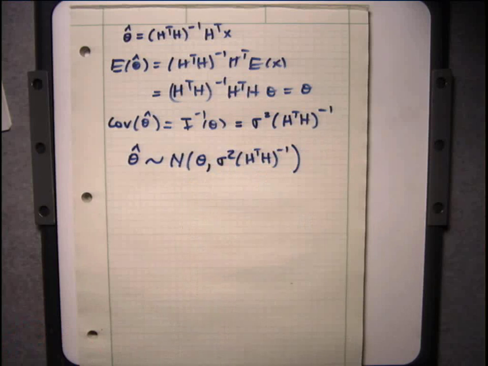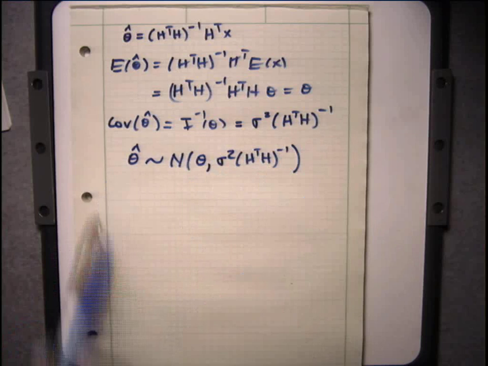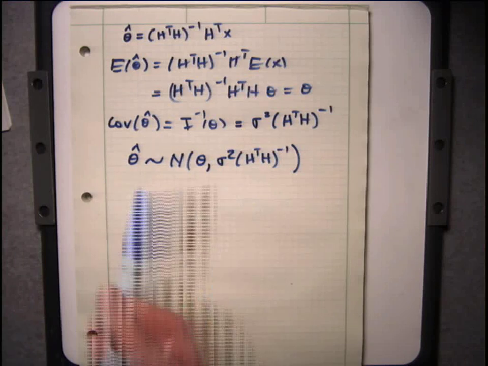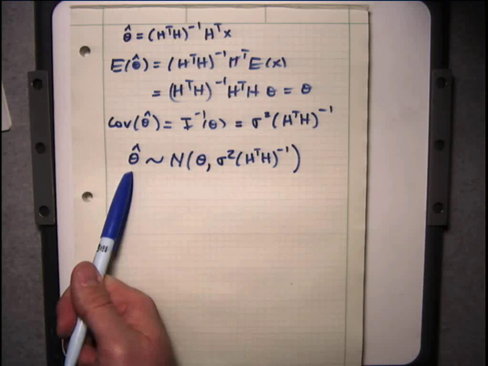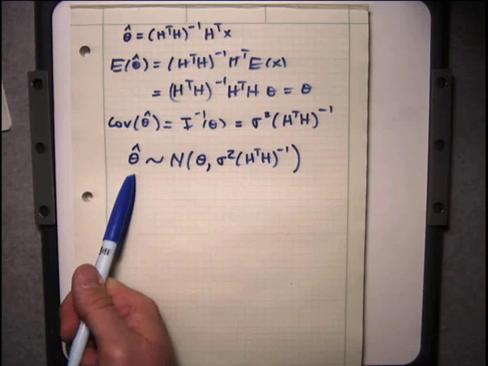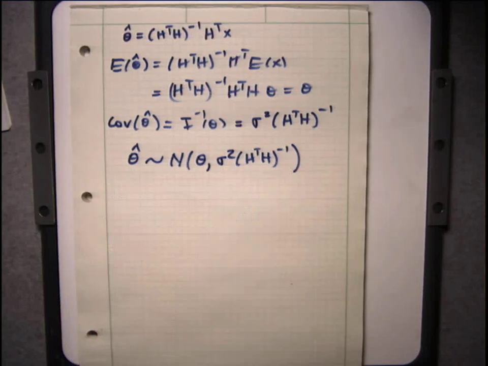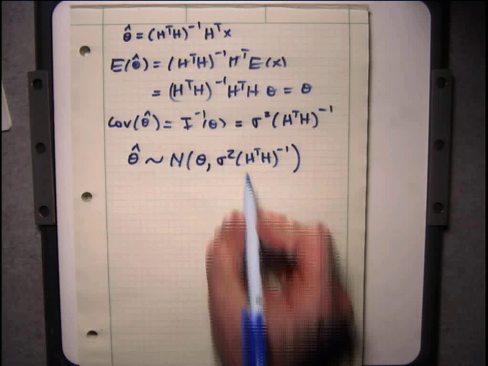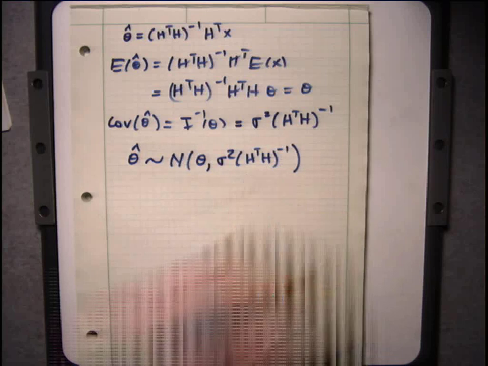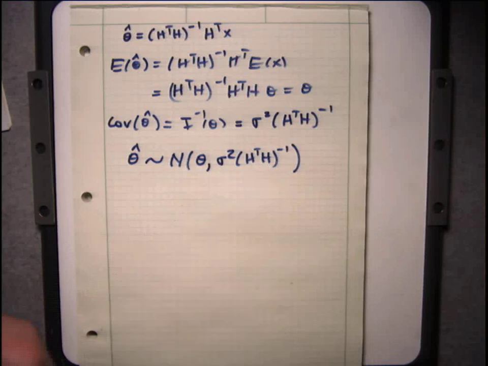Okay, now, once you write this down, what you'll notice is, of course, the uncertainty in this value, if you think of it as a random variable, is directly related to this term, right? So if you think of theta hat as a random variable, this tells you the variance, the covariance of that random variable. So what you notice is that if H transpose H inverse is badly behaved, in other words, if H transpose H is close to singular, you can get some problematic answers.